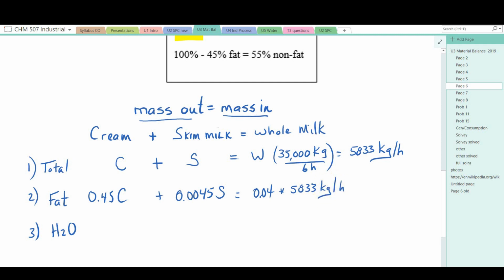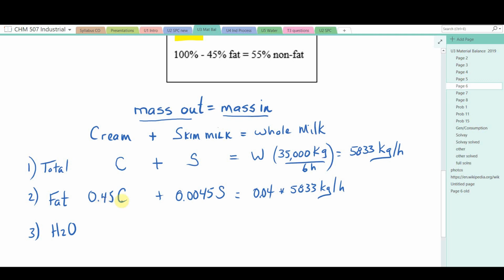I'm saying the total mass of cream plus the total mass of skim milk equals the total mass of whole milk. I can say for fat, 45% of the mass of cream is fat, and 0.45% of the mass of the skim milk is fat, and it's equal to 4% of the mass of the whole milk. We can also write an equation for water. Not that we need it, but for completion.